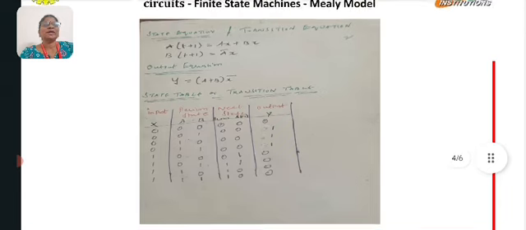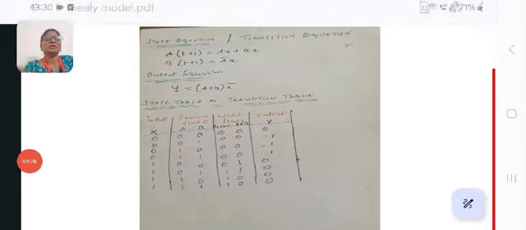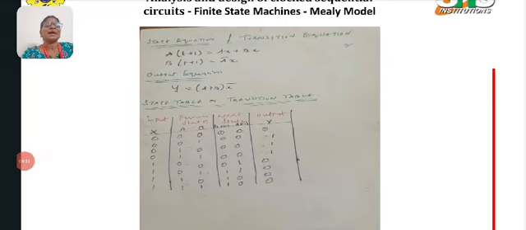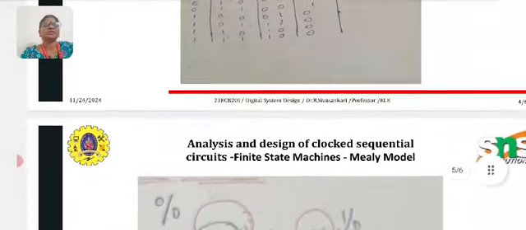First we should write the state equation, which is also named the transition equation. We have to write the state equation of the circuit, like the input equation and output equation. Then we have to frame the state table or transition table representing input, present state, that is previous state, next state and output. Input means X, previous states A, B, next states A(t+1) and B(t+1), and output is Y. So with the circuit we are framing this truth table.